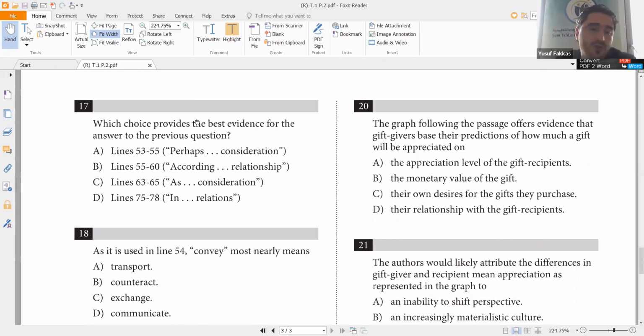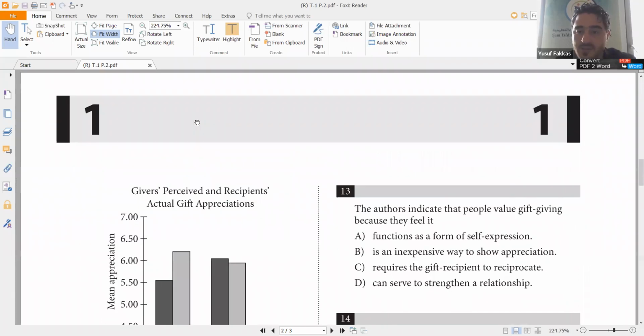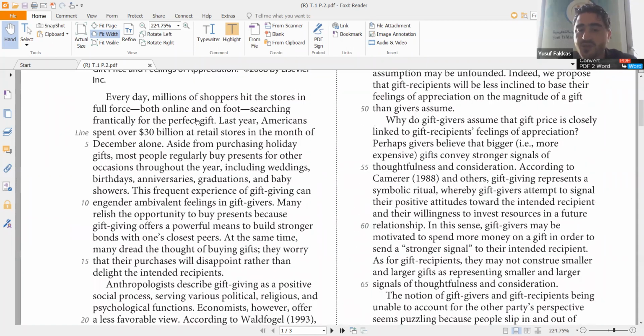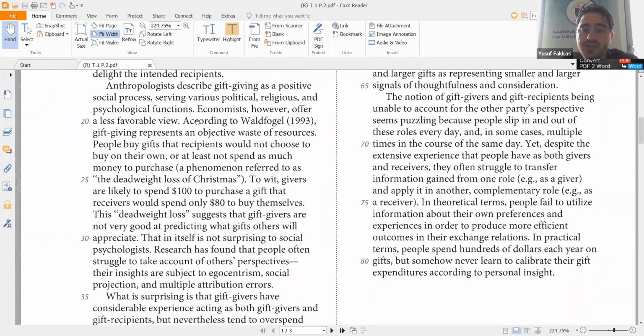If we go to D, if we're gonna check it, right? It's always good if you check the other options just to make sure that your answer is 100% correct. So lines 75 to 78 are saying, in theoretical terms, people fail to utilize information about their own preferences and experiences in order to produce more efficient outcomes in their exchange relations. Now that's of course related to the conclusion that we had, but it doesn't tell us how the giver's assumption is wrong. So I cannot choose it.